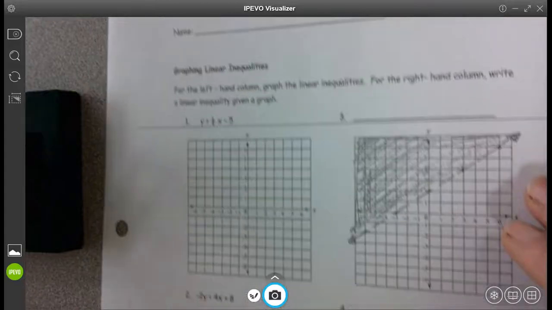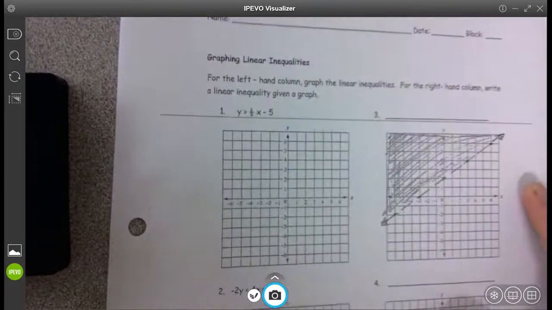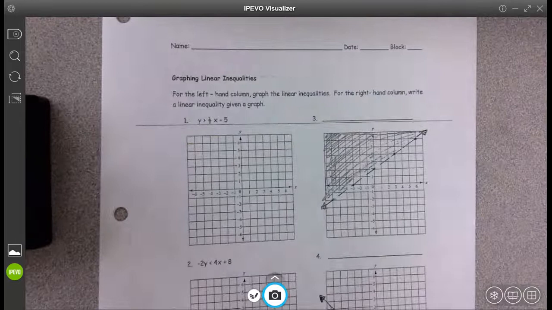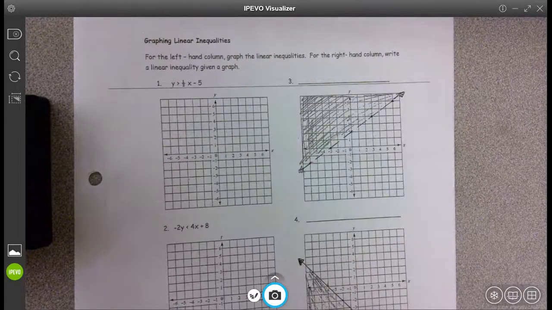We are in the Inequalities unit in chapter 3. This is the bell ringer in class. That's a good way to start out. It's Algebra 1 review. It says, for the left-hand column, graph the linear inequalities, and for the right-hand column, write a linear inequality given a graph. Okay, so try doing that on your own, and then watch the video.